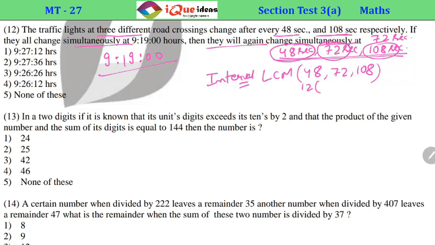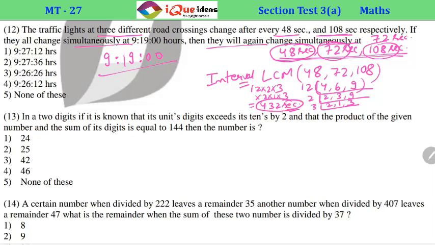I think 12 will be common. So, 12 common, it will give us 4, 6 and 9. From 4 and 6, you can take 2 common. So it will be 2, 3 and 9, and then you can take 3 common, so you will have 2, 1 and 3. So multiply all of them, you will get 12 into 2 into 3 into 2 into 1 into 3. So it is 6 into 6, 36 into 12 is 432. So after 432 seconds, they will all change simultaneously.